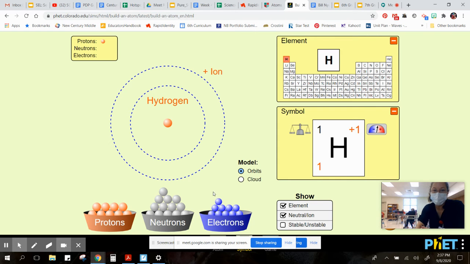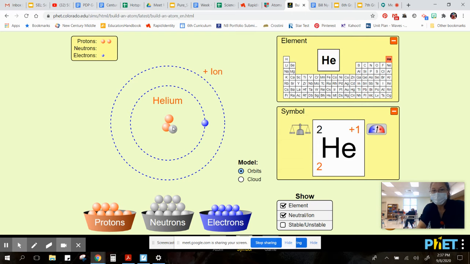If I add an electron, the charge goes to 0 because now it's got 1 positive, 1 negative. They cancel each other out. It's a neutral atom. Okay, nothing happened to the mass, nothing happened to the atomic number. The atomic number is based on the number of protons. So if I add another proton, it now changes it to 2. You'll see the atomic mass went up to 2. Okay, atomic mass is the number of protons and neutrons.